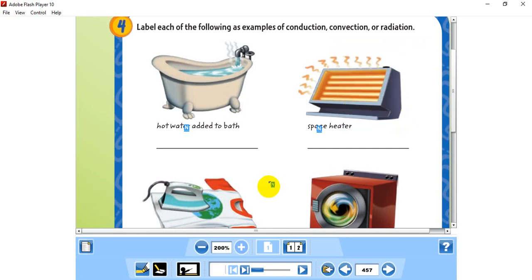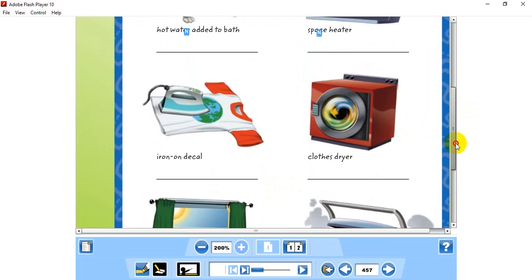Okay, let's go to the next example. Iron-on decal. What does that mean, guys? Sometimes with your shirts, when you use the iron, to make what? To make your clothes flat.